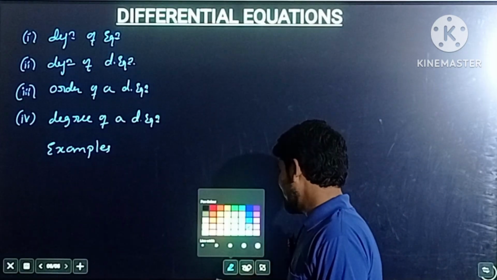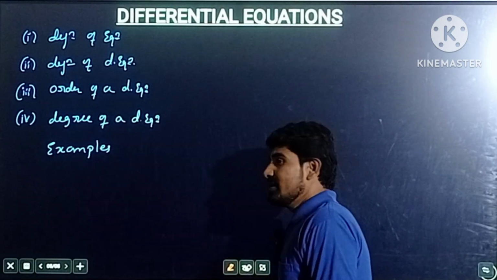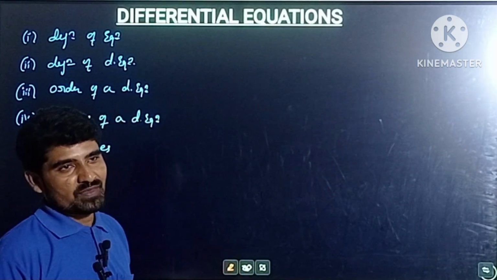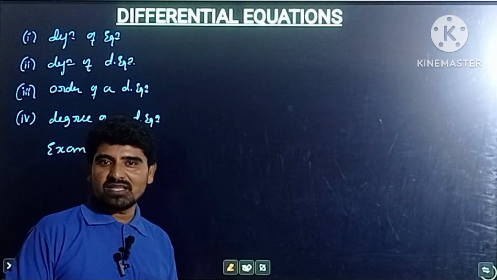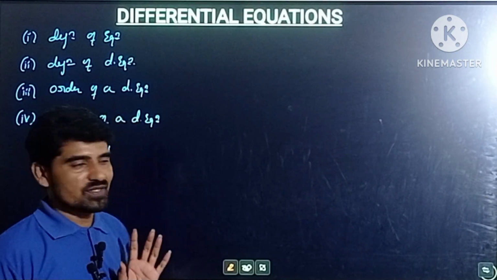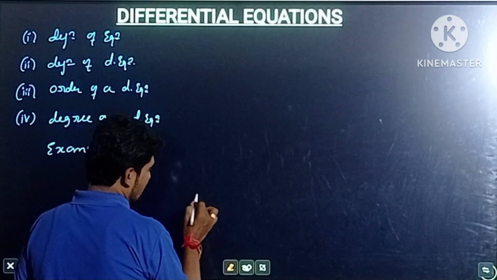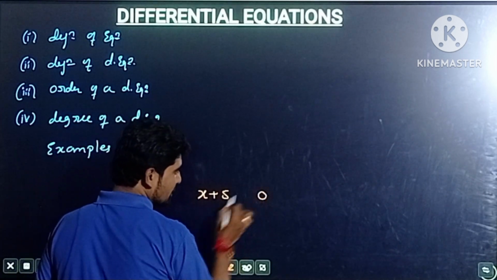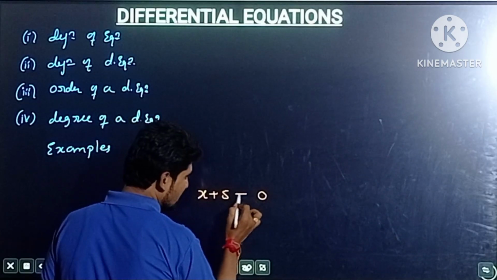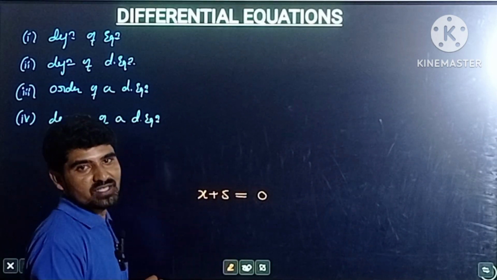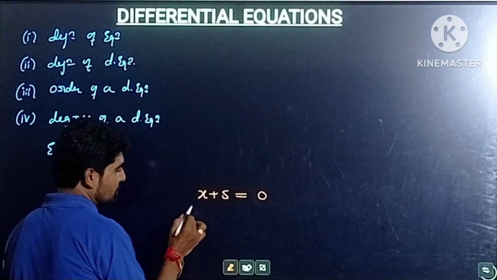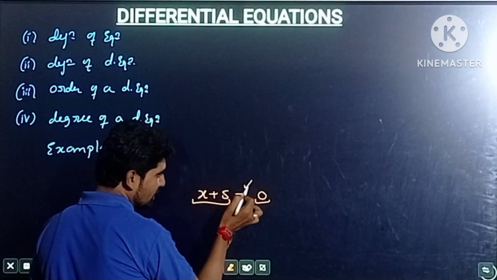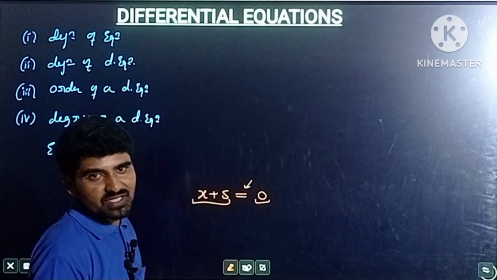Here the first one is definition of equation. So equation means if any two expressions are related by the sign equal, then that is called as one of the equation. For example, x plus 5 is one expression and 0 is another expression. These two expressions are related by the sign equal. Therefore, this is one of the equation.